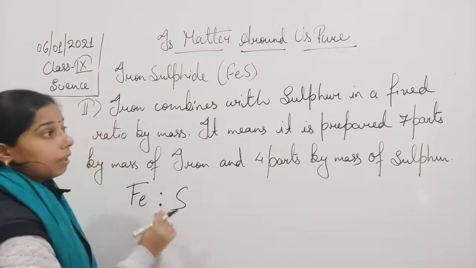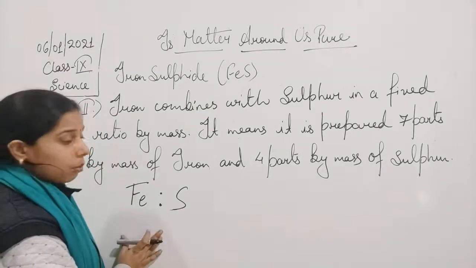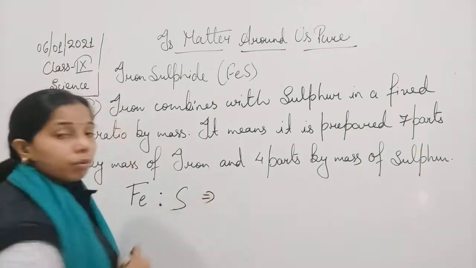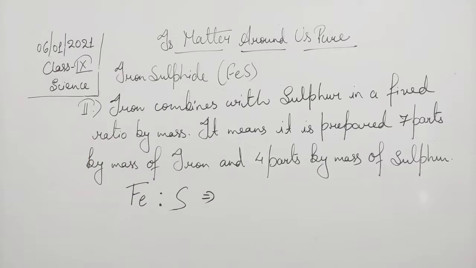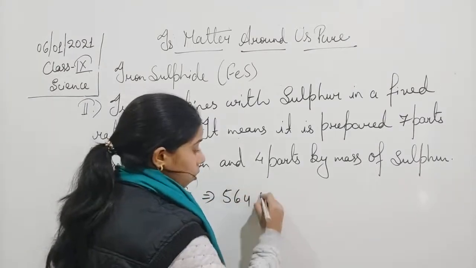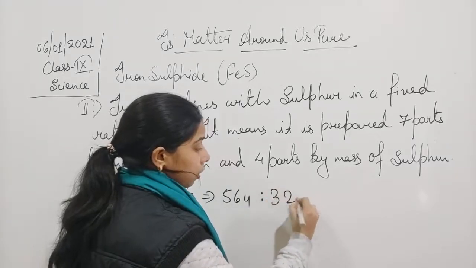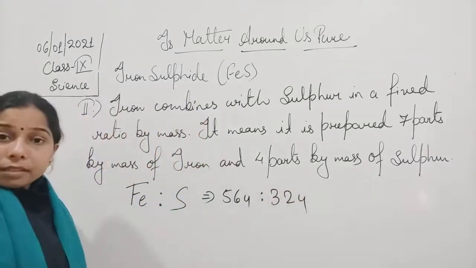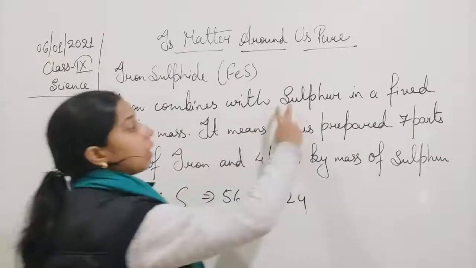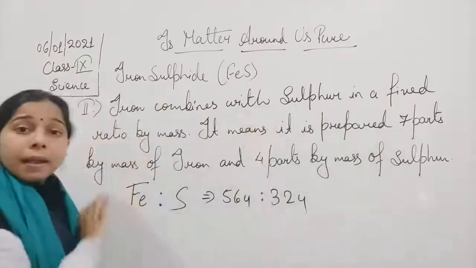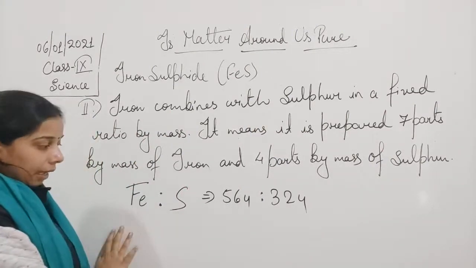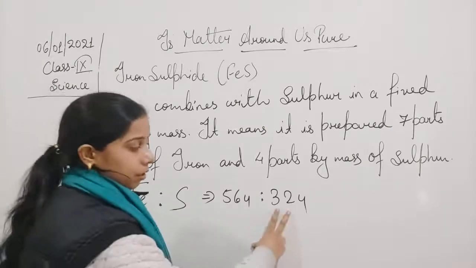They are combined in a fixed ratio. Suppose this is the ratio between the iron and the sulfur. So the atomic mass will be: what is the atomic mass of iron? It is 56 u. What is the atomic mass of sulfur? That is 32 u. This is their atomic mass, because we are saying they combine together in a fixed ratio by mass. So iron is 56 u and sulfur is 32 u.